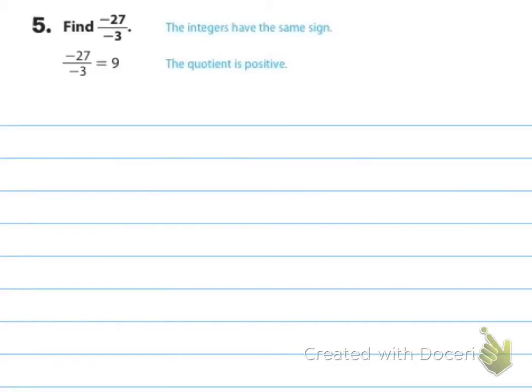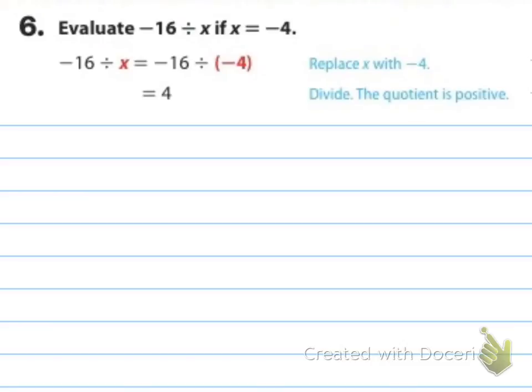Here it is. So -27 divided by -3, we would cancel out the negatives, and it would be 27 divided by 3, which is 9. For -16 divided by x, they're saying what if x was -4? So we've got -16 divided by -4.